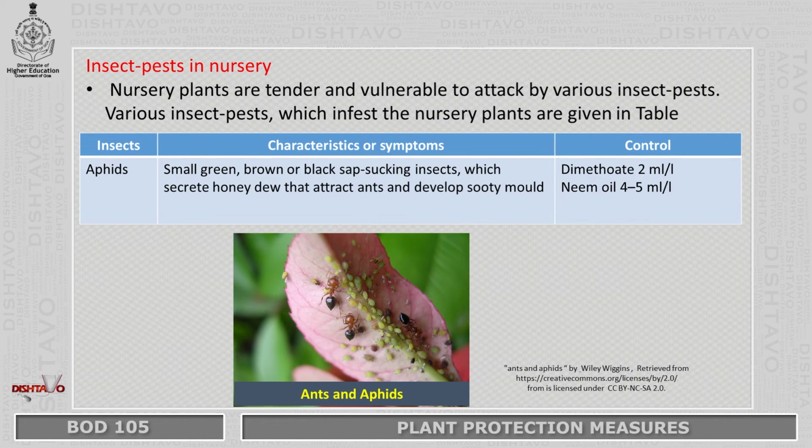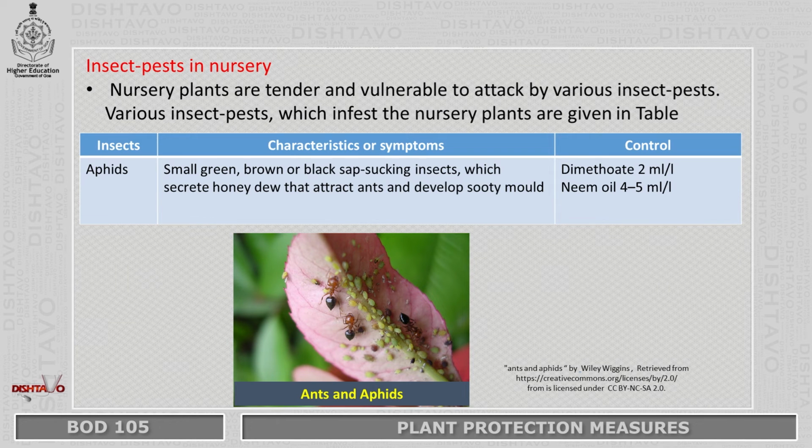Insect pests in nursery. Nursery plants are tender and can be attacked by various insect pests, which infect the nursery plants and which are given in the table. If you see here, we have listed the insects, the characters or symptoms, and some of the control measures.